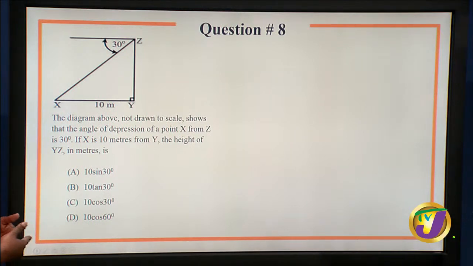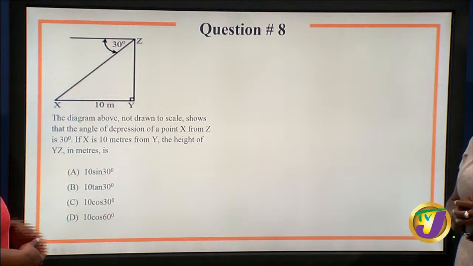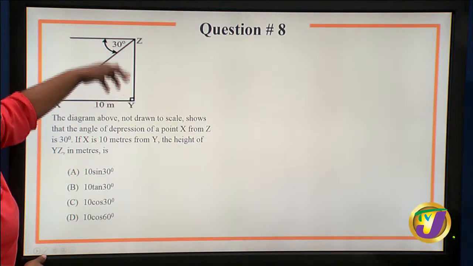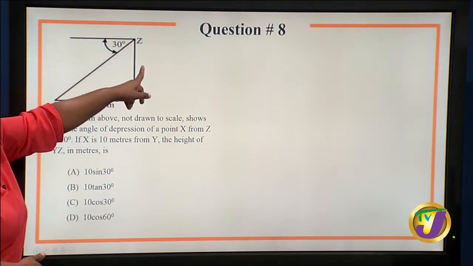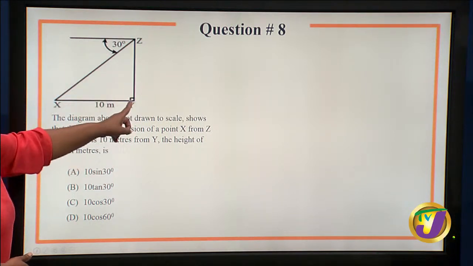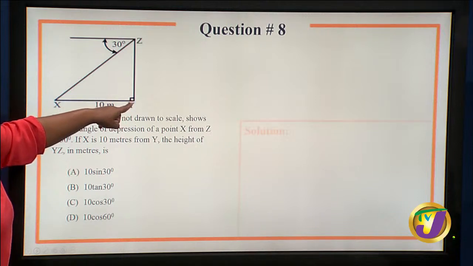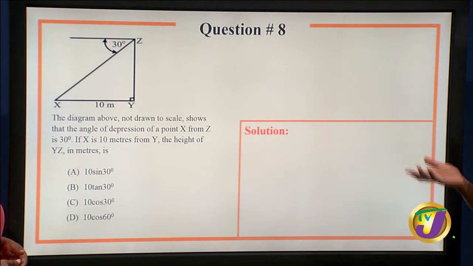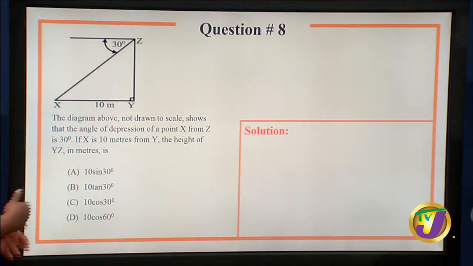Now, what is it that we are required to find? We are to find the height of YZ. So we need to find this side. There is also this symbol right here, which tells us that we are working with a right angle triangle. And we are already familiar with our trig ratios.